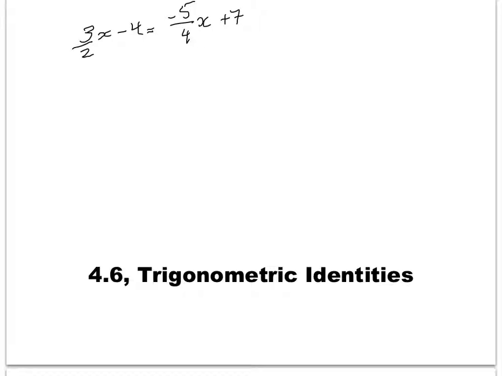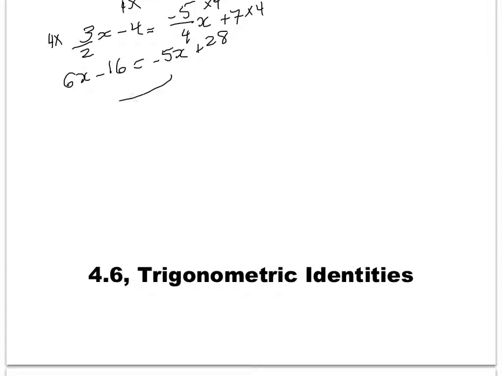Okay, to solve this one, as you remember from grade 9, I'm going to get rid of the denominators. I can multiply everything by 4 to get rid of the denominator. So I'm going to multiply this guy by 4, this guy by 4, this guy by 4, and this guy by 4. 4 over 2 is going to give me 2. 2 times 3x is going to give me 6x. 4 times negative 4 gives me negative 16. 4 over 4 gives me 1, so I get negative 5x. And 7 times 4 gives me 28.